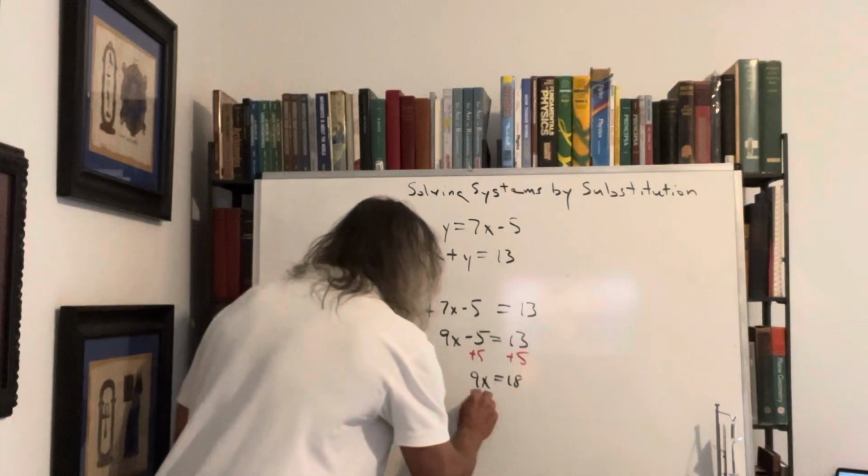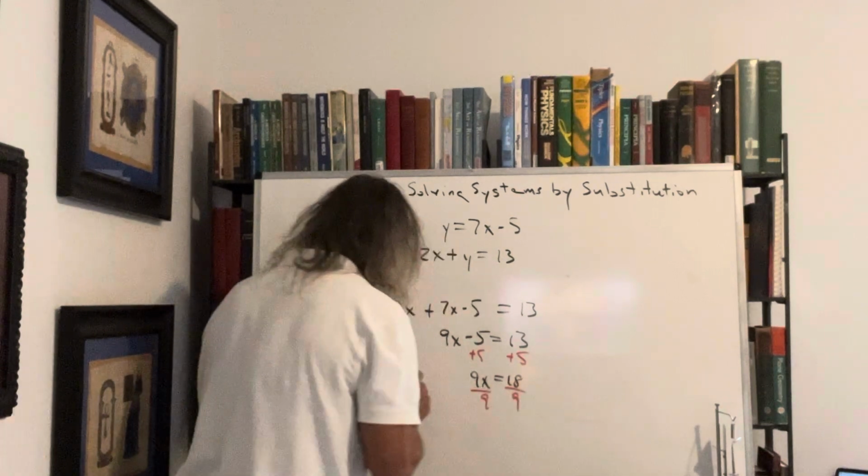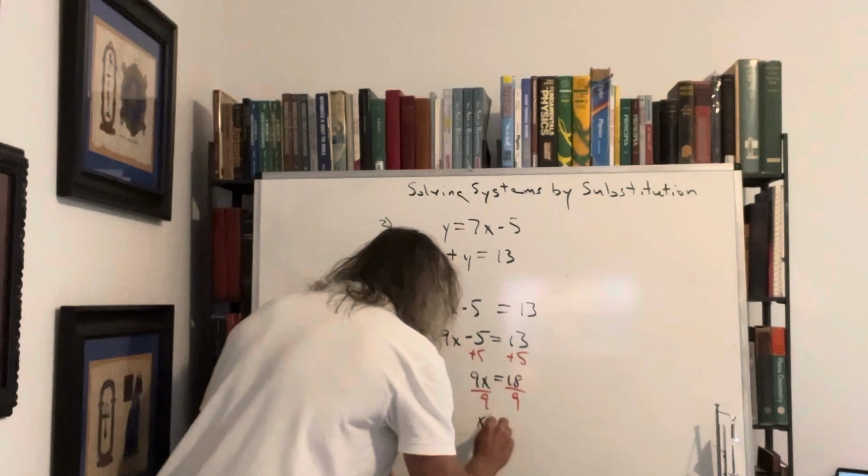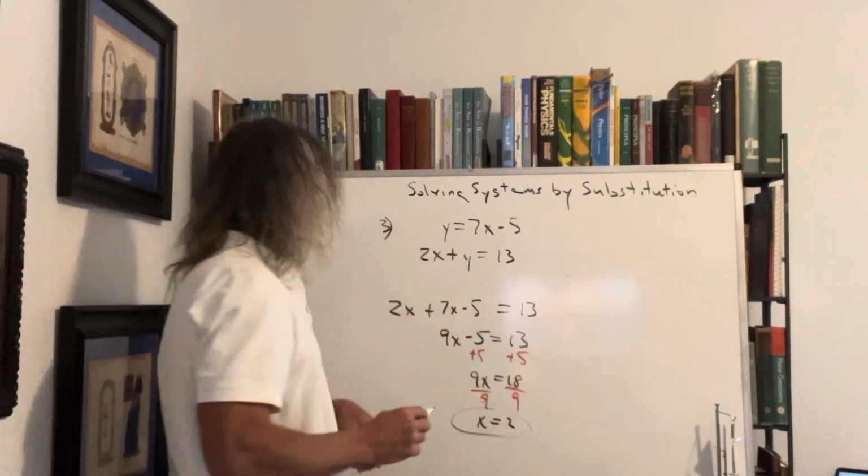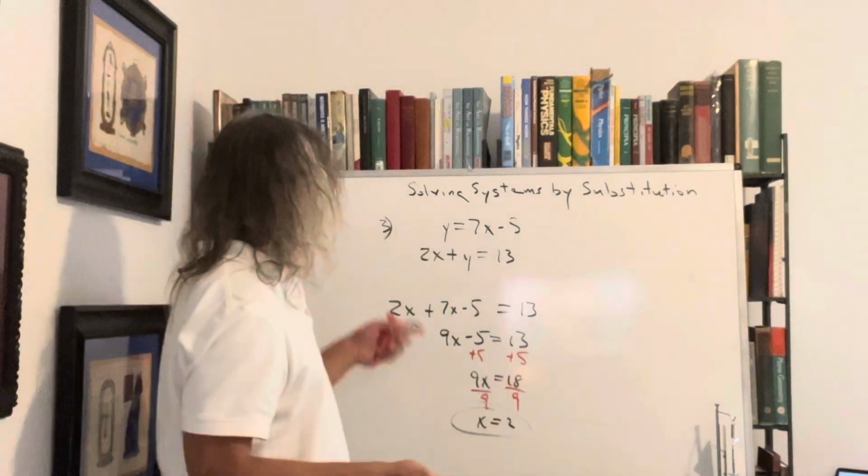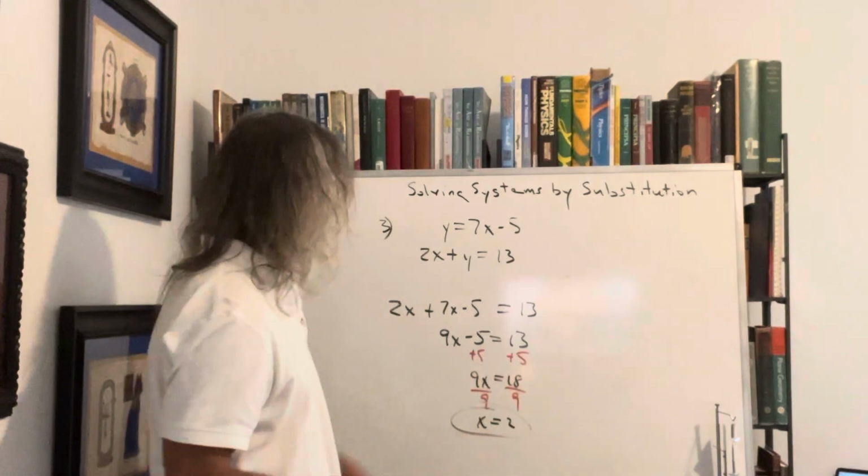Divide by 9. X is 2. Then we need to see what y is. We could use either one. This might be easier. It's a little formula.